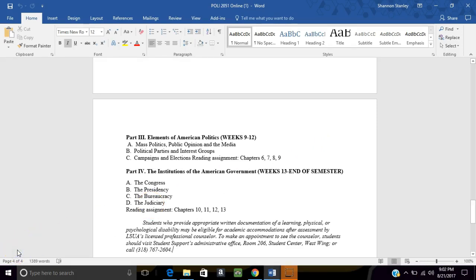The interest group section is really interesting to me because you find out who really runs the country, and we'll get into more of that later. Also, we'll have campaigns and elections. The assignment for that is chapters 6, 7, 8, and 9 for those weeks.